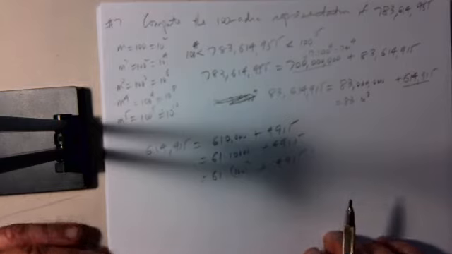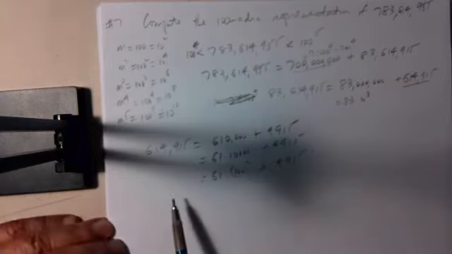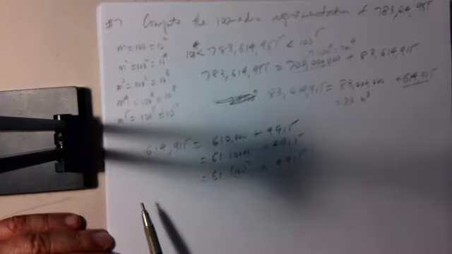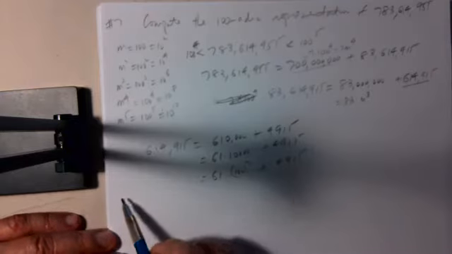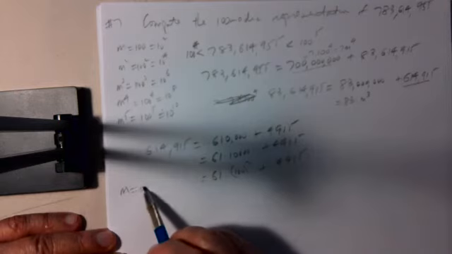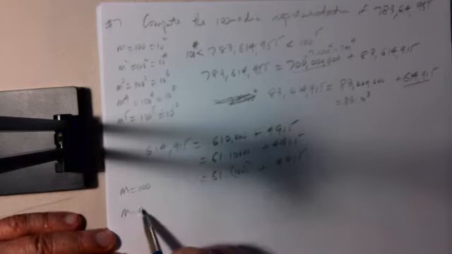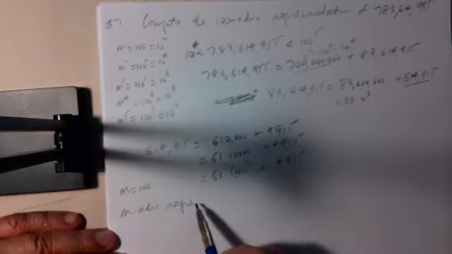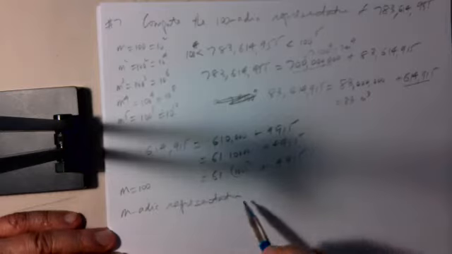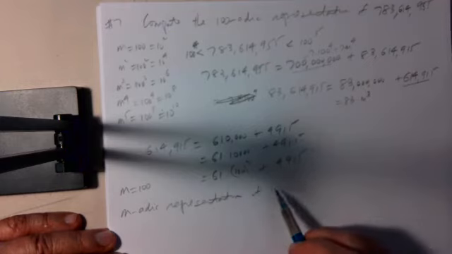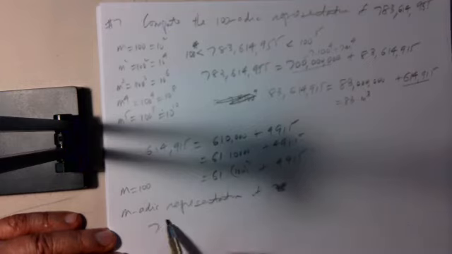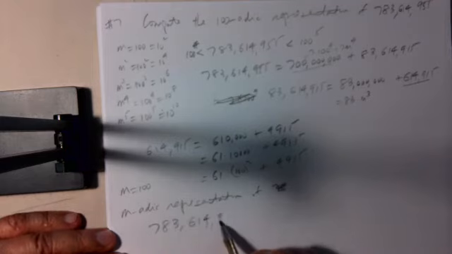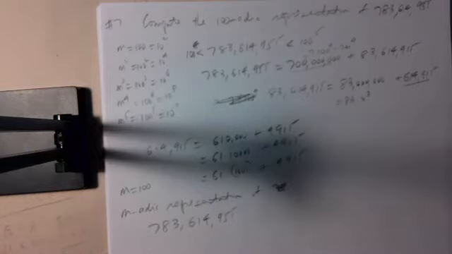So since these numbers are sort of flying all over the place, let me just repeat what I just did to make it clearer. We have m equal to 100, and we want to find the m-adic representation of this number, 783,614,955.